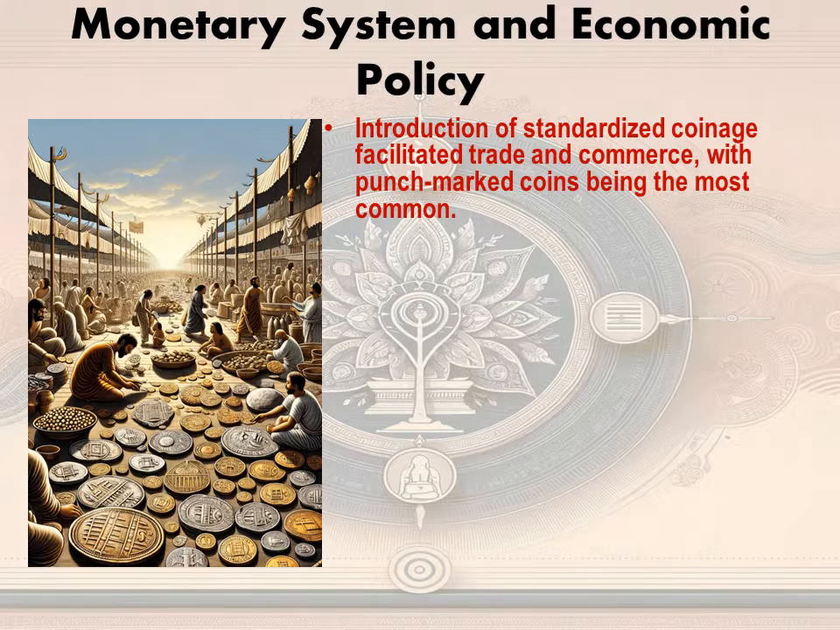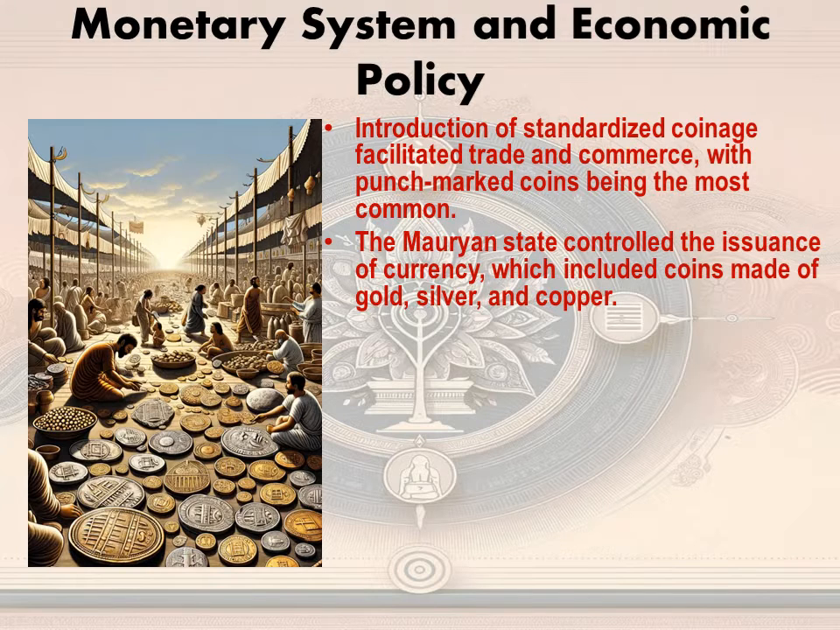It is a type of coin which I have discussed before, but as a summary, I will say that it is a type of coin where symbols were punched on molten metal sheets so that those symbols acted as a representative of the state government, and it was stamped with a hammer, thus the name punch mark coins. The Mauryan state controlled the issuance of currency, which included coins made of gold, silver, and copper.